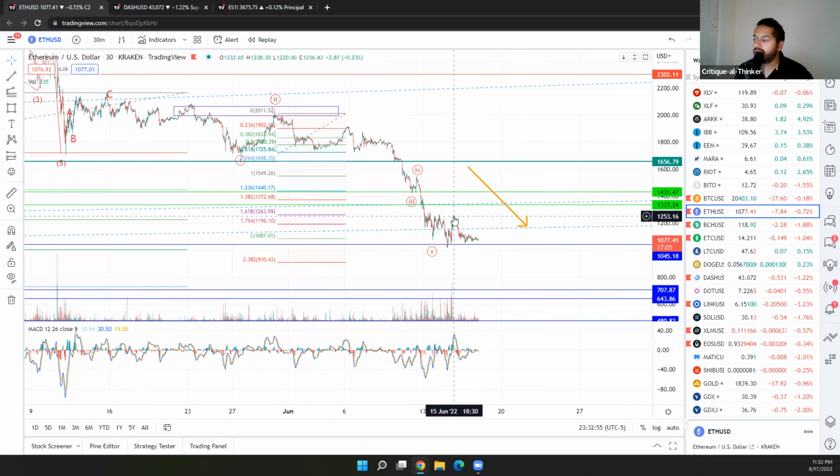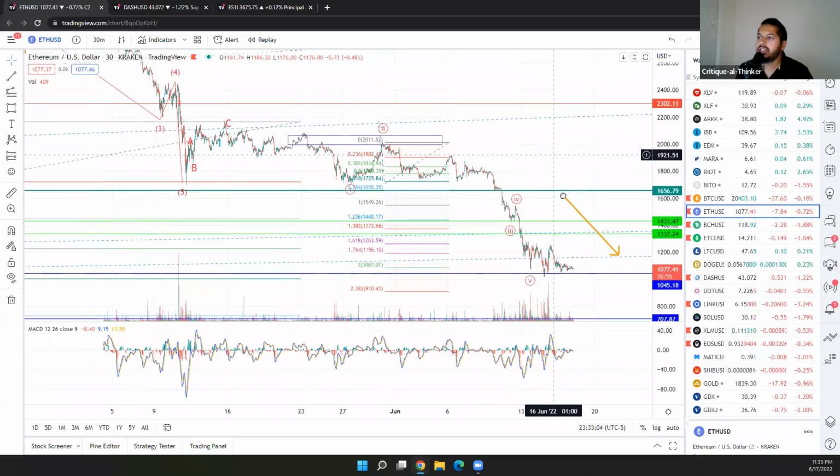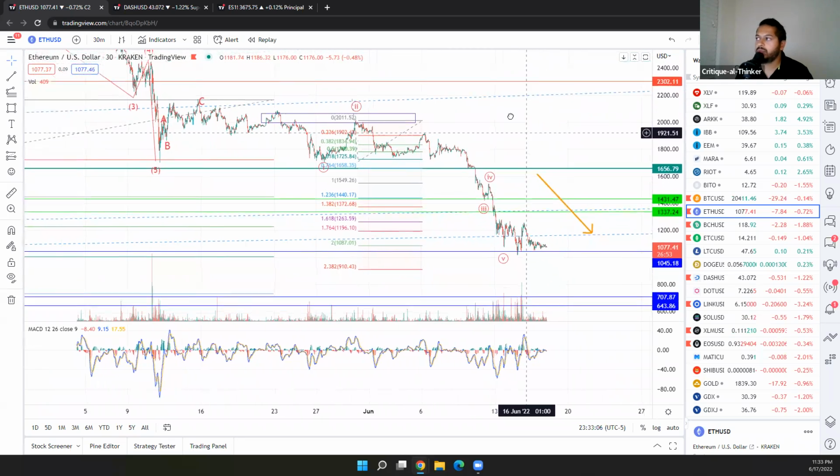And again, here too, we see that corrective-looking bounce. And are we done? Do we have a little lower to go? Not sure, but I really wouldn't want to see us go too much lower because we've already stretched well below any original earlier expectations we may have had.